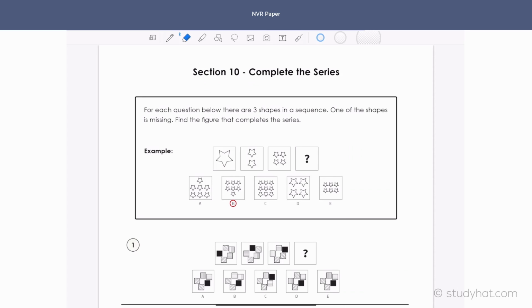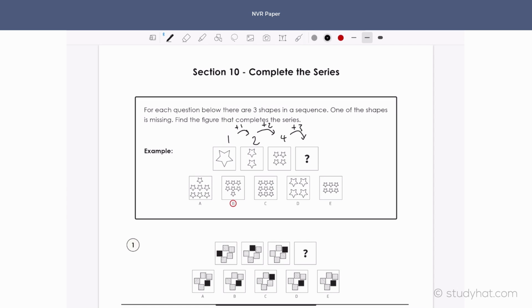Section 10. Complete the series. For each question below, there are 3 shapes in a sequence. One of the shapes is missing. Find the figure that completes the series. Okay, so let's count. Here we've got 1, we've got 2, we've got 4. So we're going up here by 1. We're going up here by 2. And let's go up here by 3.